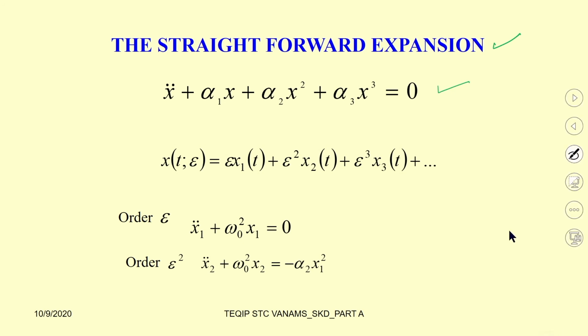Let us take a generalized case, x double dot plus alpha 1 x plus alpha 2 x square plus alpha 3 x cube equal to 0. This is a Duffing equation with quadratic and cubic nonlinearity. The solution x we can write equal to epsilon x 1 plus epsilon square x 2 plus epsilon cube x 3. Here epsilon is a bookkeeping parameter.